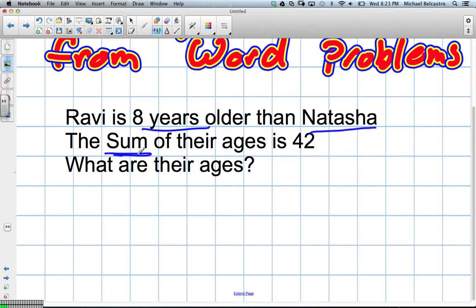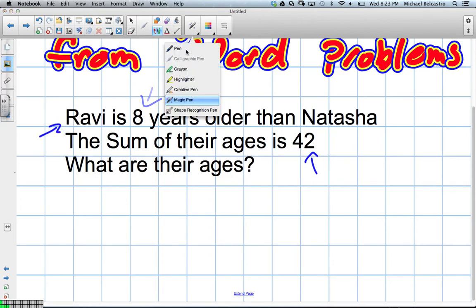The sum, what does sum stand for? What operation? Altogether. Yeah, equals. Adding, okay. Altogether, it equals 42. What are their ages? What are the two variables we're talking about? 8 and 42. Well, these are actually values we've been given. But what are the unknowns? Natasha's age, and Ravi's age.